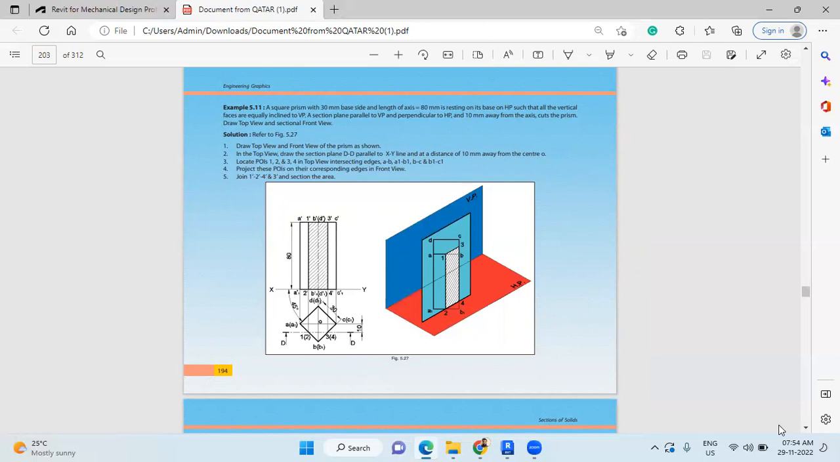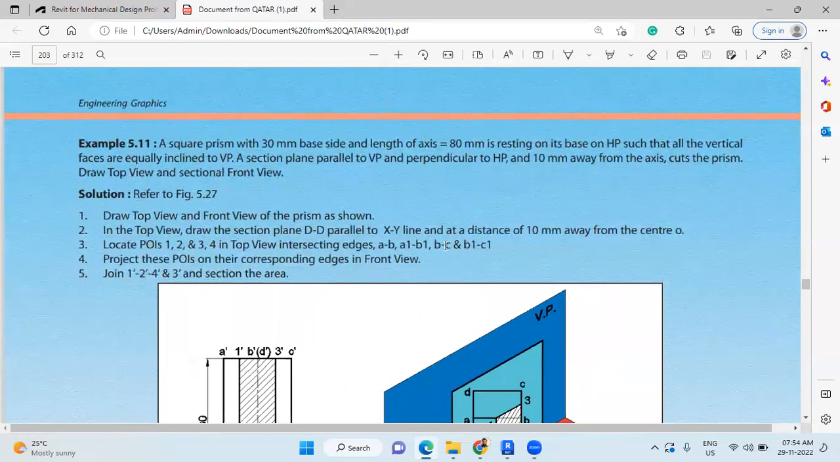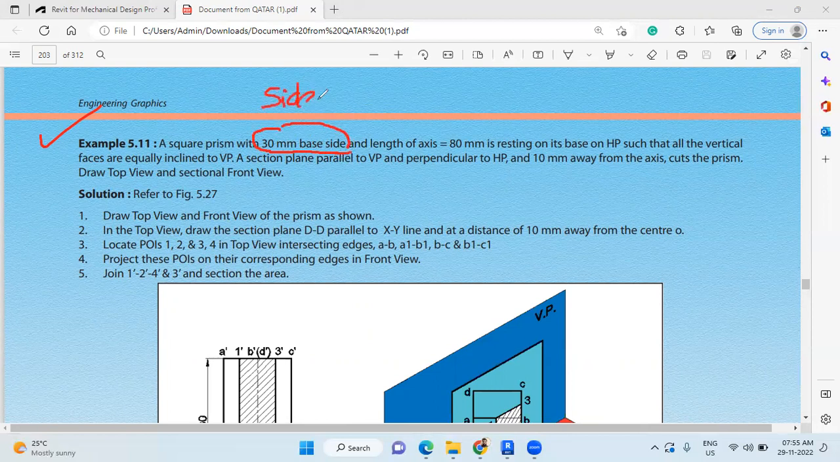No, I think no. Square prism. Okay, so write this question. Square prism of side 30 mm and length of axis 80 mm. Length of axis means height.